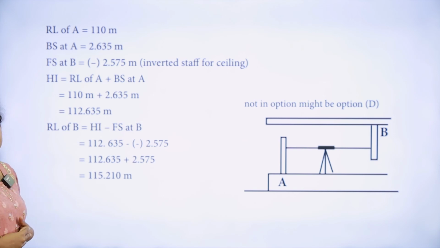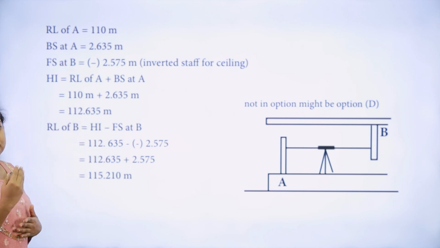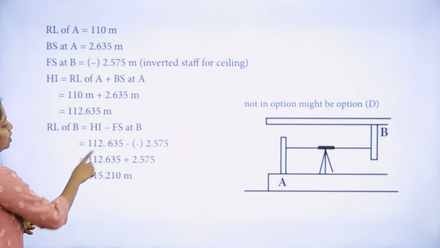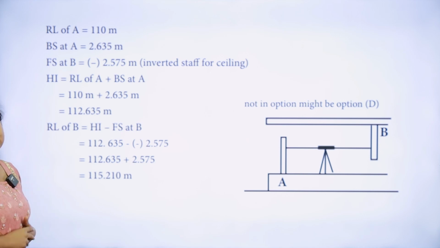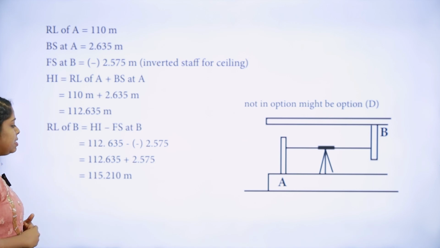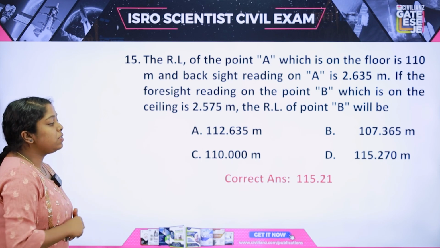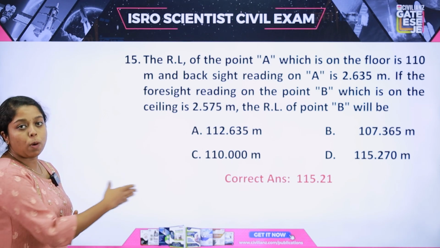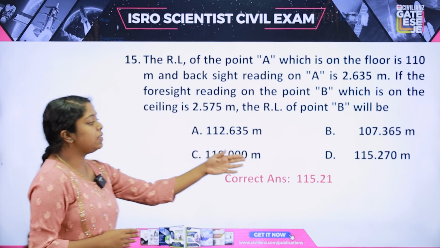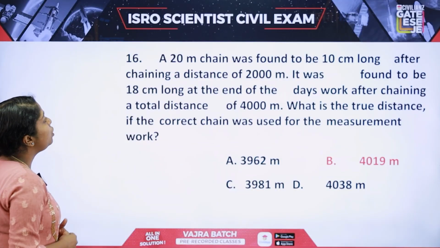Reduced level of B is equal to height of instrument minus foresight at B. So, here the foresight at B is an inverted staff reading. So, 112.635 minus of minus 2.575. So, this minus and minus will become plus. The answer is 115.210 meter. Here, the correct answer is not given. So, we can choose option D as the right answer because it is the nearest value to the correct answer. Moving on to the next question.